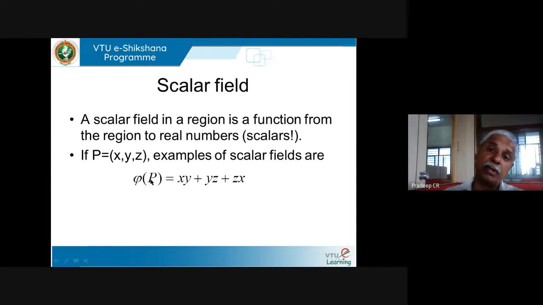Phi of 1 comma 2 comma 0. 1 comma 2 is 2. 2 comma 0 is 0. 0 comma 1 is 0, I mean 0 into 1 is 0. So these two will become 0, z is 0. So the answer is 2. So phi of 1 comma 2 comma 0 is 2.